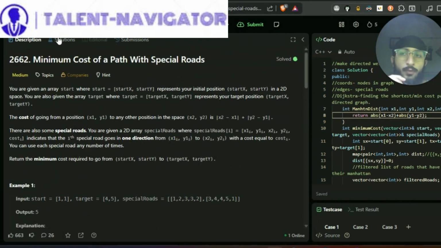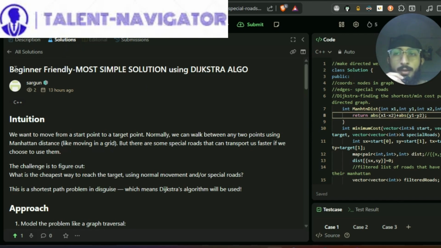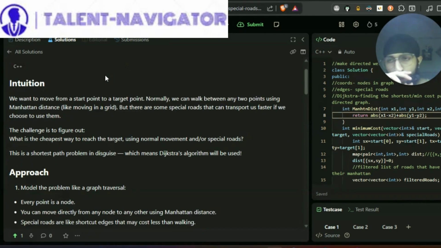So now let us start going over the solution. So I posted my solution in the solutions tab, and it is a very beginner friendly, most simple solution using Dijkstra's algorithm. So the intuition is that we want to move from a starting point to a target point. Normally we can walk between any 2 points using the Manhattan distance, like moving in a grid. But in this problem, we have been given some special roads that can transport us faster if we choose to use them, right? And the challenge now is: what will be the cheapest way to reach the target using either the normal movement, that is the Manhattan distance between the start point and the target point, or using the special roads if we can minimize that.